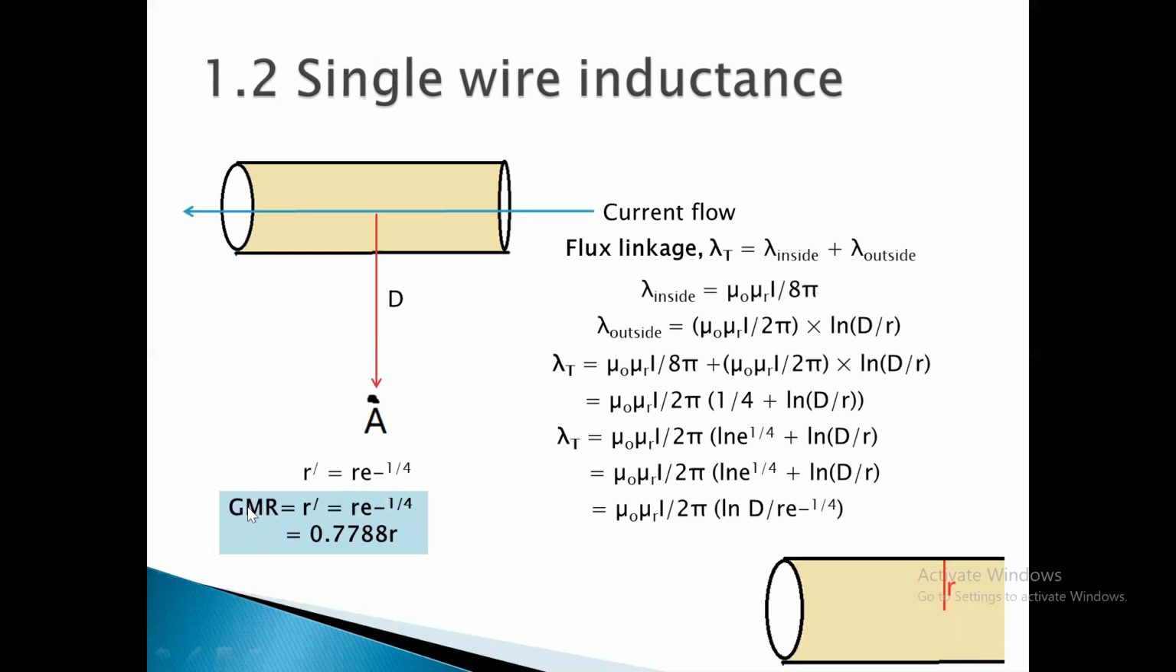But R is radius. So in case of two conductors, we cannot call it GMR. That's why we change its name. But it's just the same. The mutual GMD is already the GMR. Yes, it's the same, but normally we call it GMD. In standard, we call it GMD.